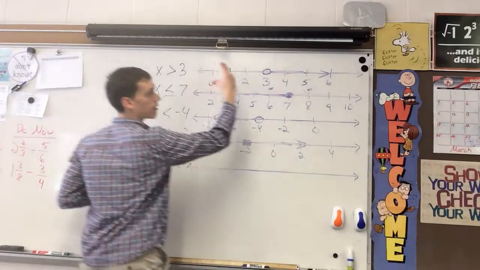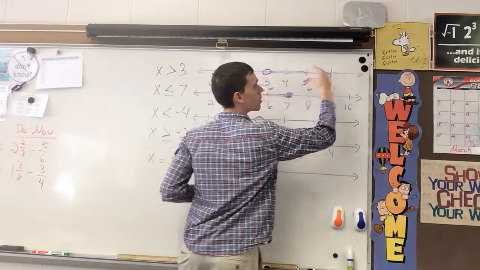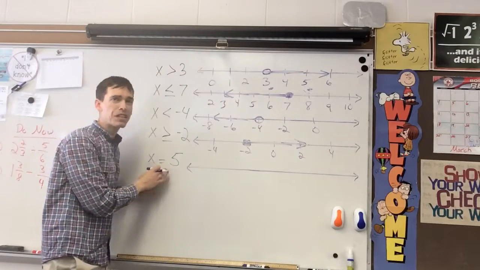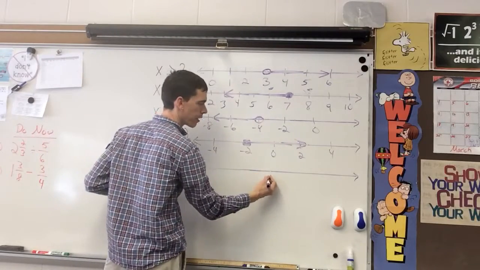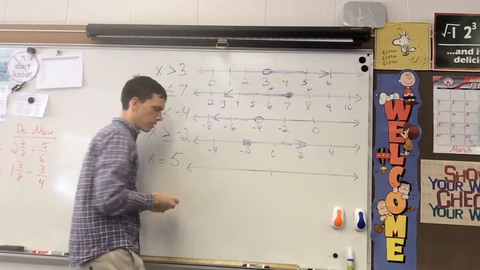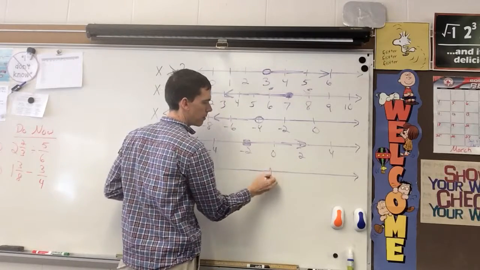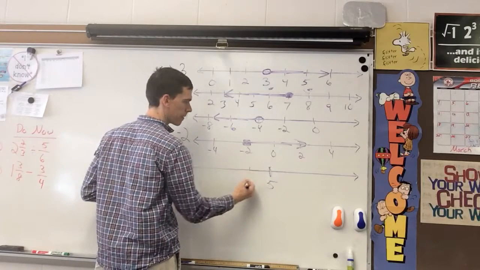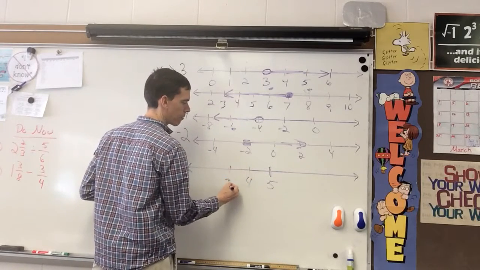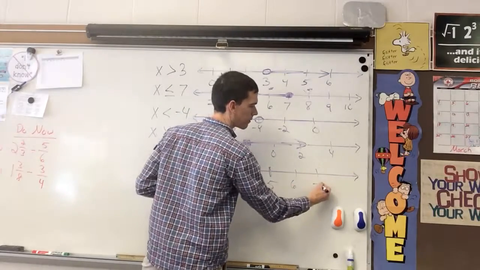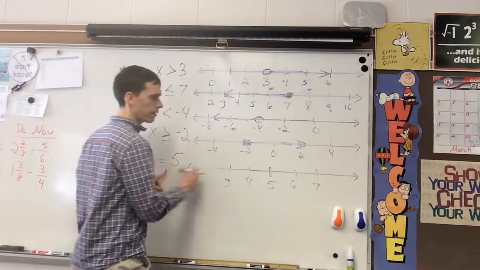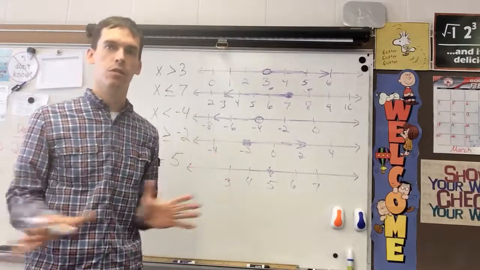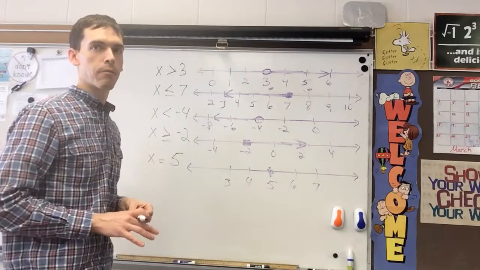X is greater than 3. The arrow is increasing and greater towards the 3. Only works if the variable is first on this side here. We've done this before. X equals 5. You can plot that on a number line. Right here, 5. Numbers decrease as you go towards the left. And at 5, plot that point. It is equal to, so it's just that point. There's no shading. So just a quick little reminder for that one.